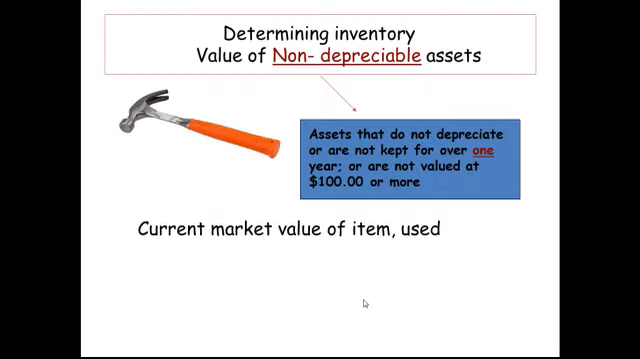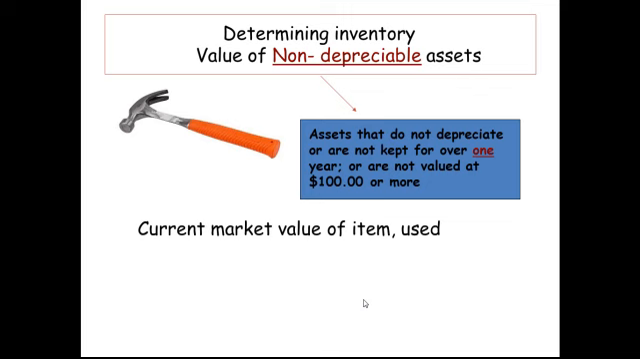If you look at determining the type of inventory and the value of inventories, you first look at non-depreciable assets. Non-depreciable assets are those that are kept for usually over a year and are valued at under $100. That's a cutoff point, and you should remember $100. So anything under $100, for example, this hammer, would be valued as a non-depreciable asset.